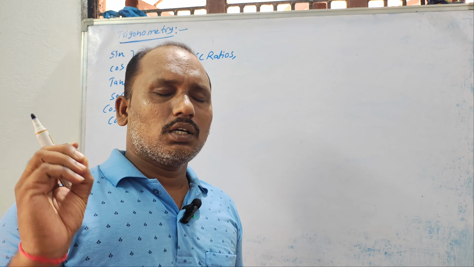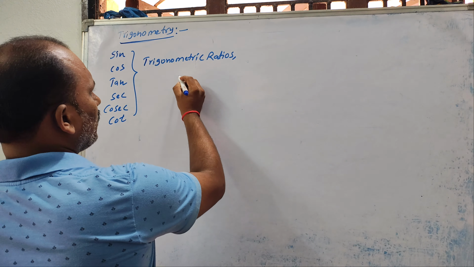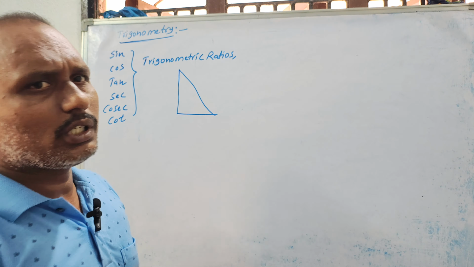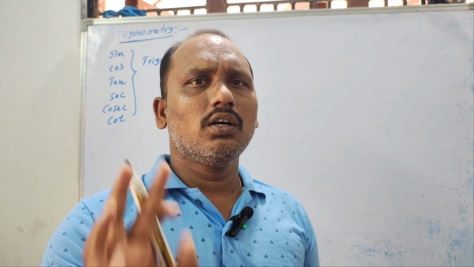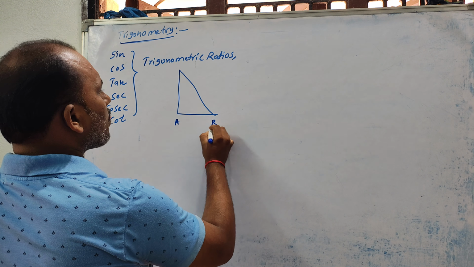Generally, trigonometric ratios are implemented only for the right angle triangle. So keep in mind, if I want to implement these ratios, the triangle must be a right angle triangle. Then only we have to apply trigonometric ratios. So let us say triangle ABC.